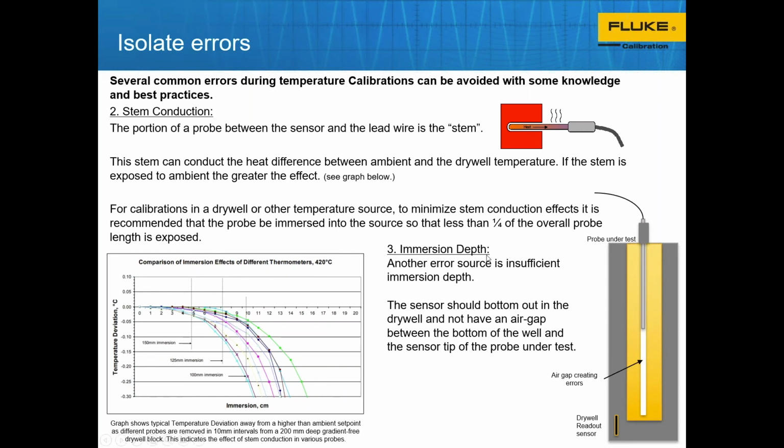Now, let's transition that discussion into immersion depth. If I have a well that's been designed as a 9-inch deep well and I've only got a 4 or 5 inch probe, when I bottom it out, I'm going to be leaving an air gap inside the well. This air gap itself can create errors, primarily because the dry well sensor readout is here, that's using the controller, and this is the measurement point of my probe. So there's a physical distance there, and this physical distance creates temperature errors.